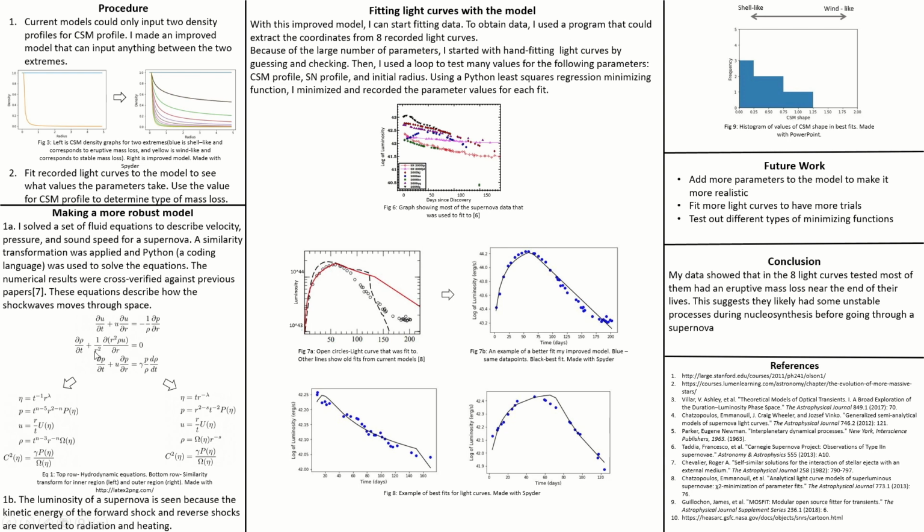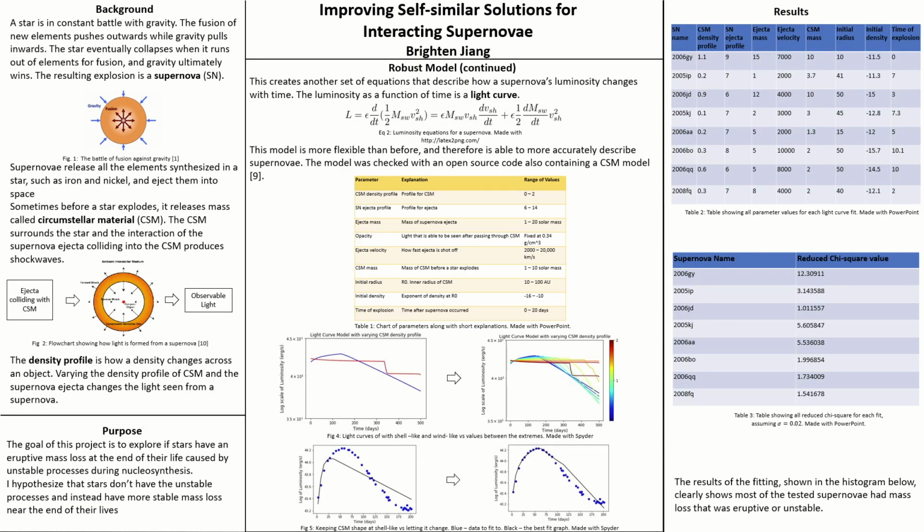Next, the luminosity of a supernova is seen because the kinetic energy of the shockwaves is converted to radiation and heating. And this creates another set of equations that describe how the supernova's luminosity changes with time. The luminosity of a supernova is basically its brightness. And the change of luminosity as a function of time is called the supernova's light curve.